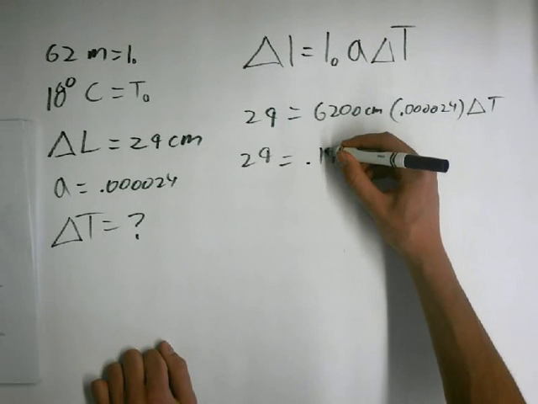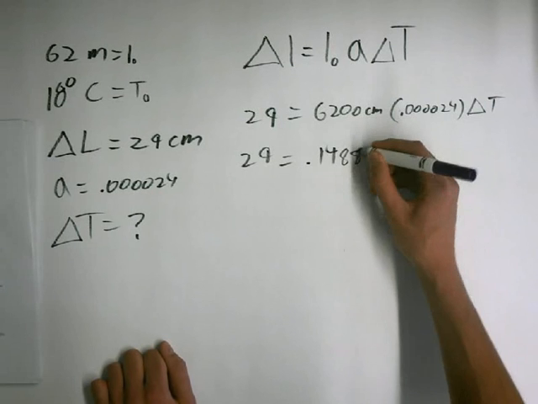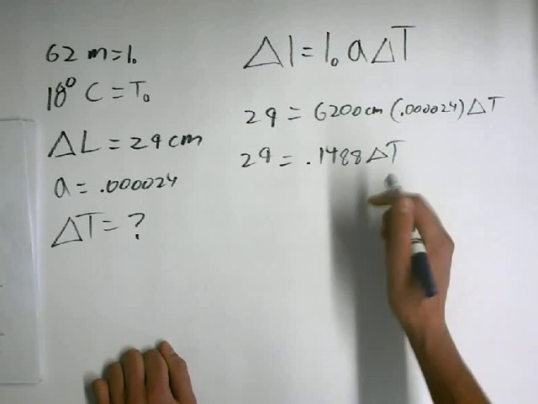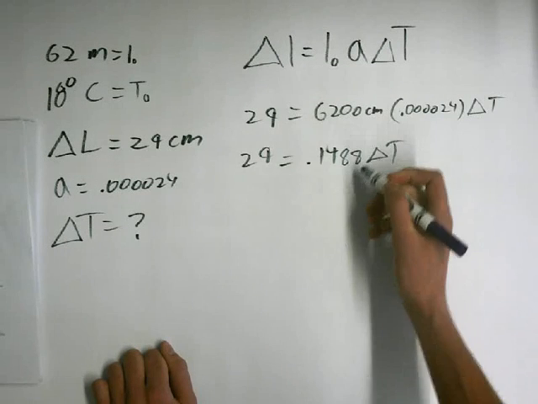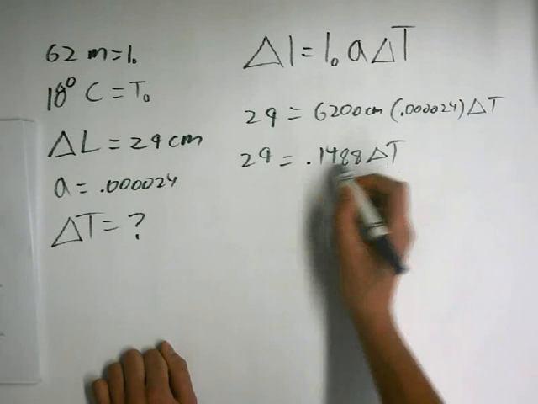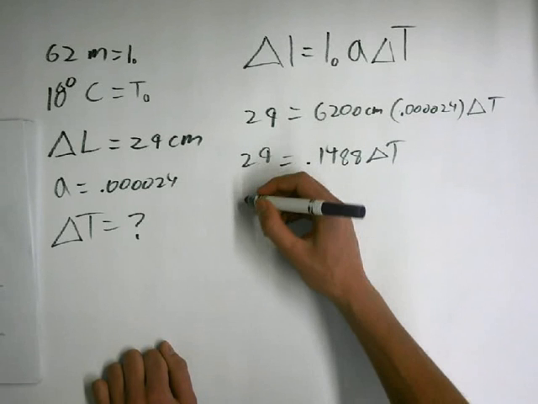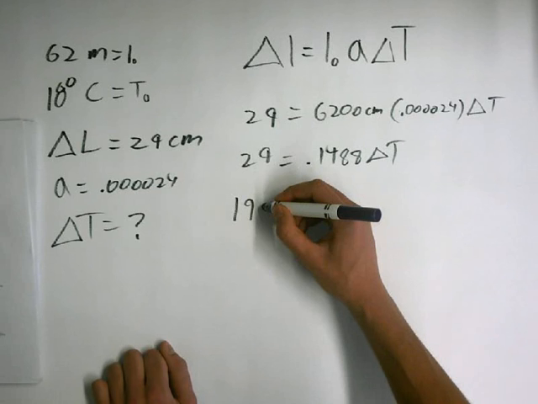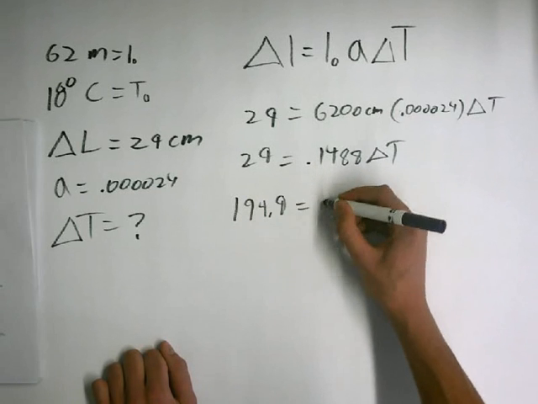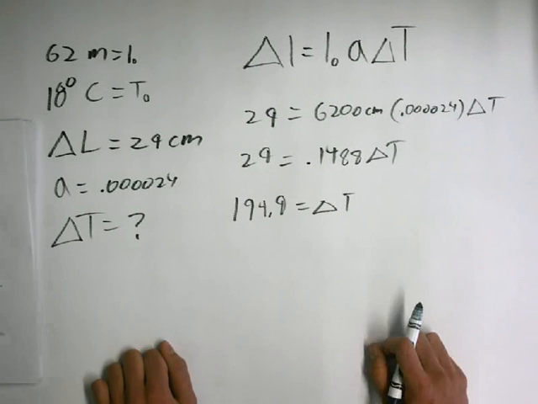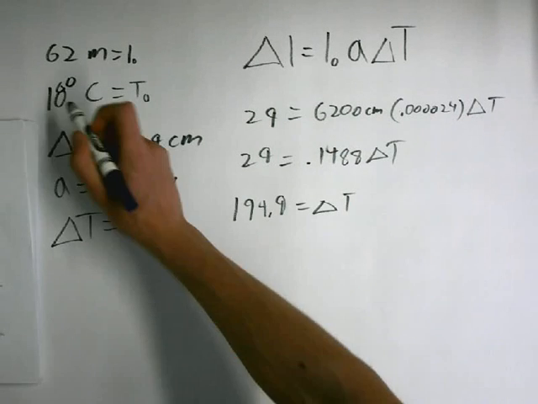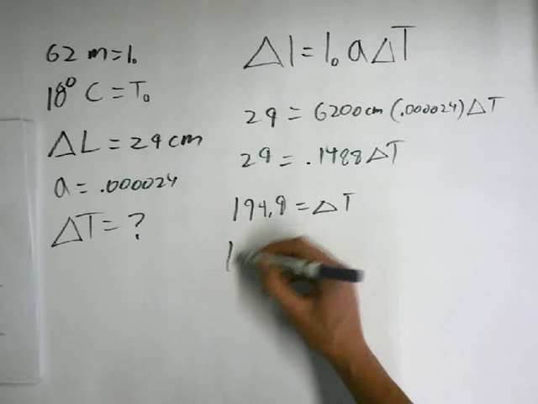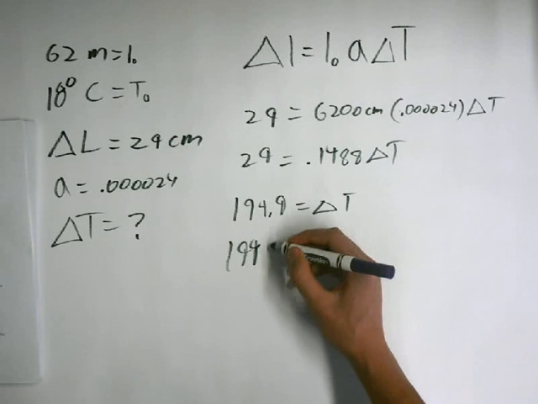But wait, we're not quite done yet, because if you remember, the temperature was already originally 18 degrees. So we just add 18 degrees to that, and I actually haven't done this on the calculator yet, so give me a second. You add 18 degrees, and you end up with 212.9 degrees Celsius. That's the temperature of the skin on the outside of the aircraft, and that's how you solve question number 1 on the second thermals and properties worksheet.